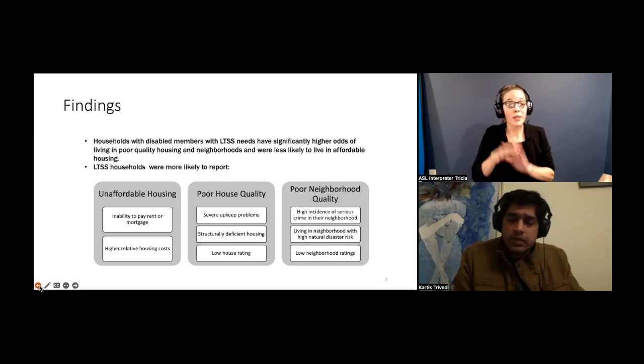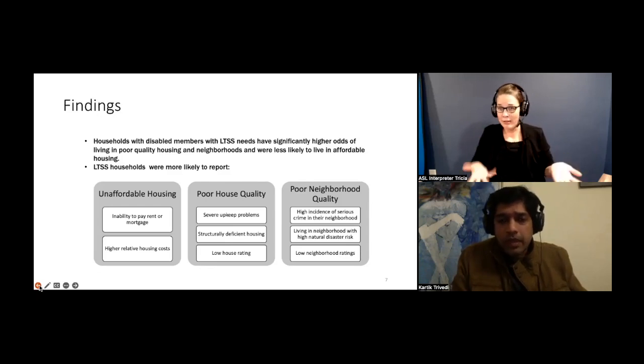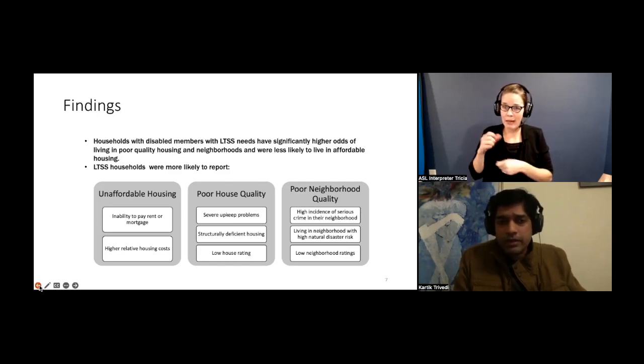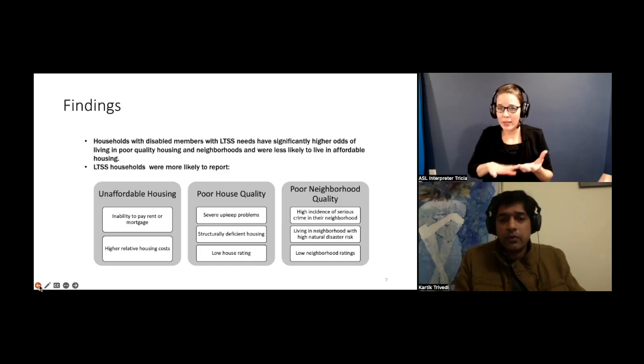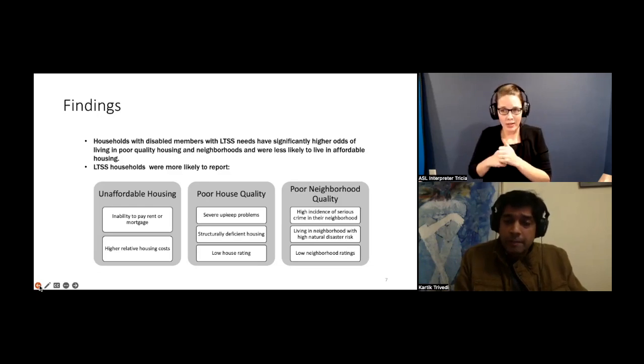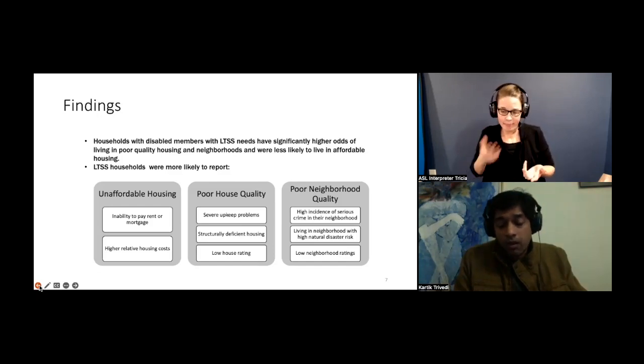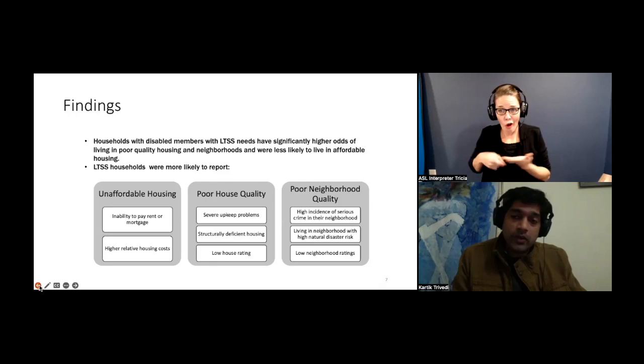Households with disabled members, and especially those with LTSS needs, do not have it good. They are in households where most of the time they are unable to pay. They are at higher risk of being in neighborhoods which are of poor quality. The houses that they live in require severe upkeep and are structurally deficient. And they do not think that their neighborhoods or houses are good. And finally, all of that is happening with higher relative housing costs. So that's the summary. We will go into details.